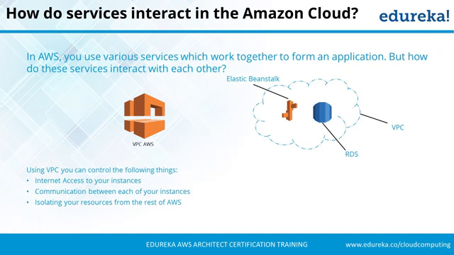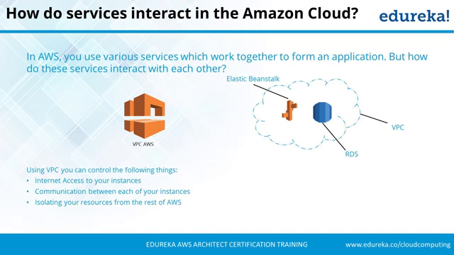So in AWS, you can use various services which work together to form an application. But how do those services interact with each other? Typically you will always create a VPC in your AWS cloud environment. Using that VPC, you can control which particular instances that you are going to deploy in that VPC will have access to the internet or can be accessed from the internet, which instances will be able to talk to each other, and how you can isolate your resources from the rest of your AWS.